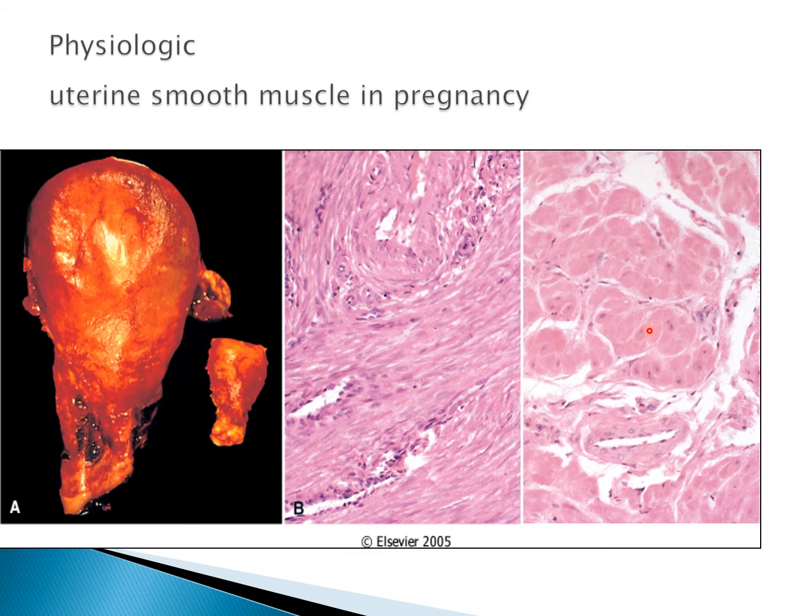Now again, remember that this is reversible. So after pregnancy, when estrogen goes back to normal, these enlarged muscles will return back to normal size, and the newly formed muscles, like in hyperplasia, will disappear. The uterus will go back to normal.